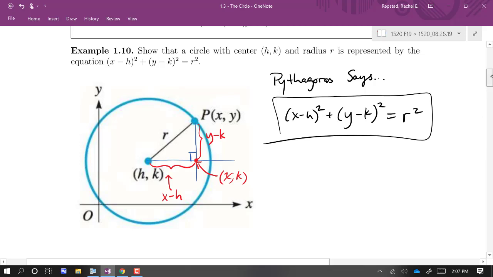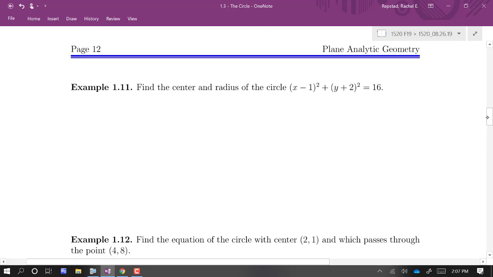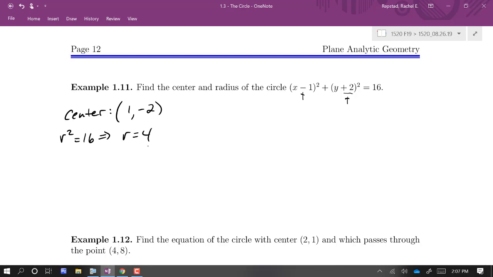If we look at this next example, it just says find the center and radius. So what should the coordinates of the center be? 1, negative 2, right? Because we're always subtracting that coordinate. So we're subtracting 1, so that's why the x coordinate is 1. Here we're adding 2, but that really means we're subtracting negative 2. And the radius is 4, because on the other side of the equation is the square of the radius. And the radius is always a positive value. It's a distance. So when we're thinking about taking square roots, we don't have to worry about plus or minus.